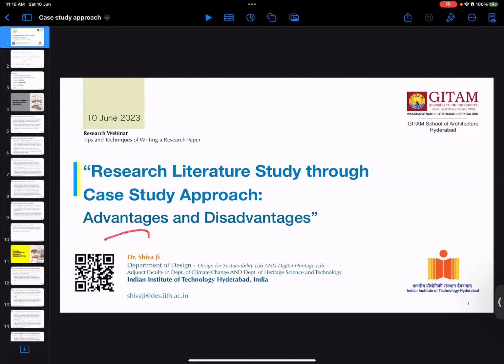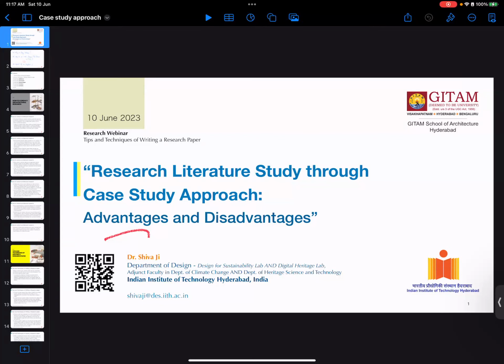It's a very good thing to see, because in today's time the focus towards research is gradually growing and growing, and it's not just academics, but now it's research also. So it becomes pertinent to know how to involve oneself in research, and it is best to teach students how to do this. In that line, I have chosen today's topic: research literature study through case study approach.